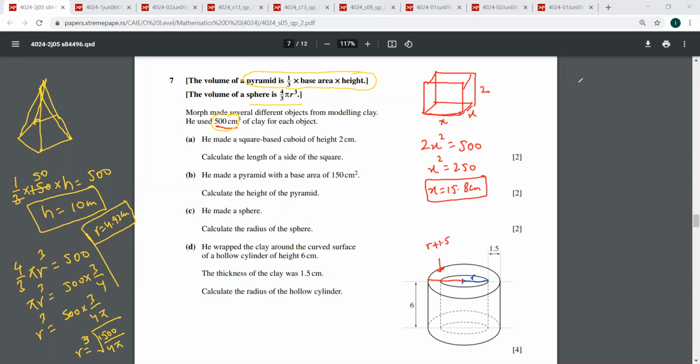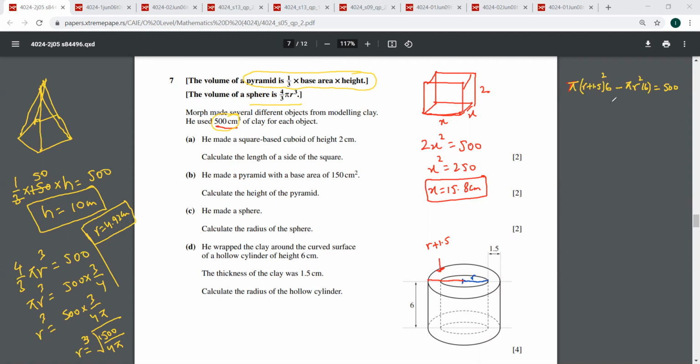Right, children? So the outer cylinder's volume is going to be pi. Let me use the yellow color here. This is going to be pi, its radius is r plus 1.5 square and the height is 6, minus pi r square into 6, that is going to be equal to 500. The outer cylinder minus the inner cylinder.